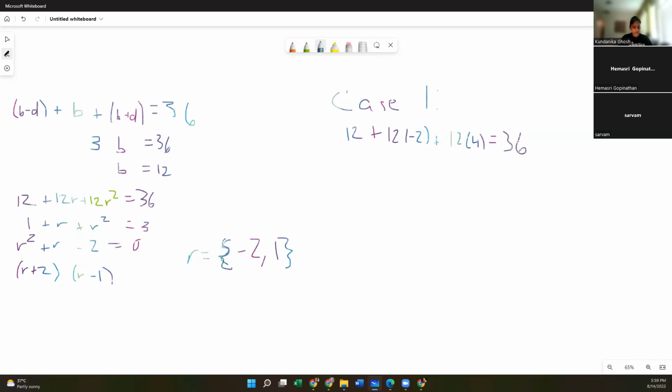Okay, so we're just going to move everything to one side, and then we're just going to solve, okay? So if you move everything to one side, what you'll end up getting is 12 minus 24 minus 48.